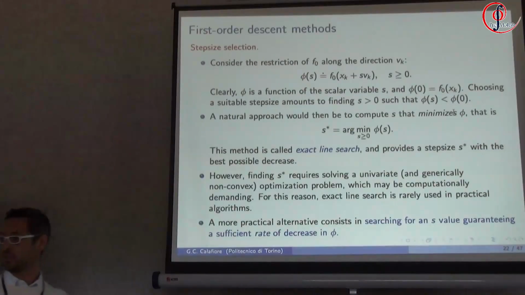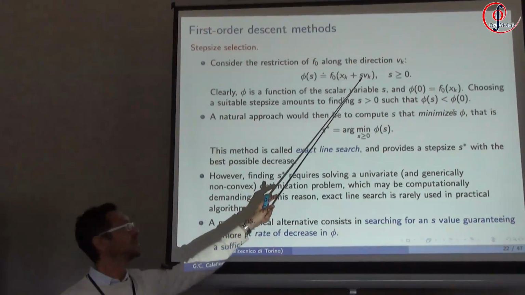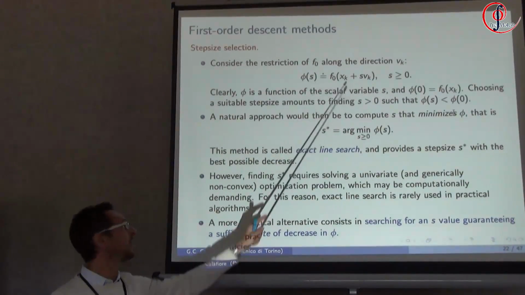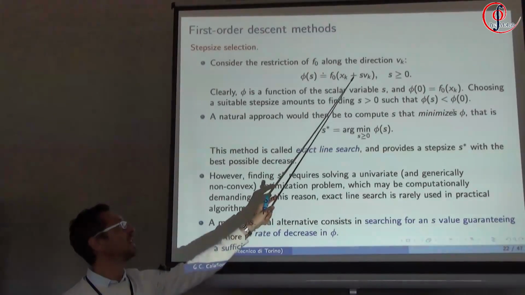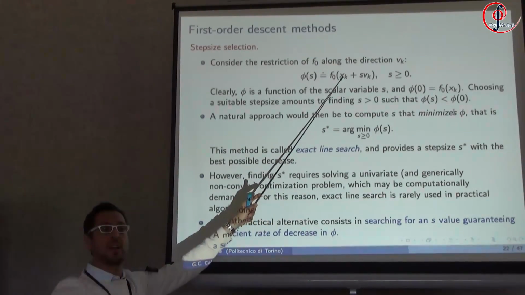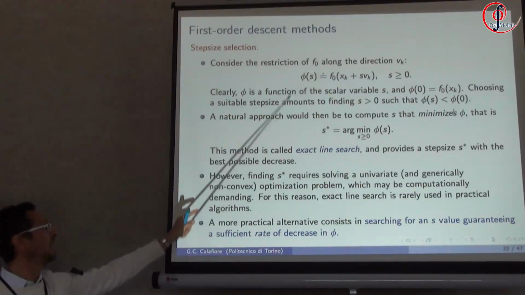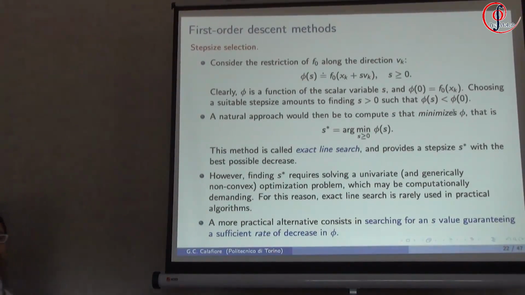Exact line search. It's called line search because what we do is a search along a line. And the line is this xk plus sv, so we search along that line for the minimum of phi. And that's exact line search.